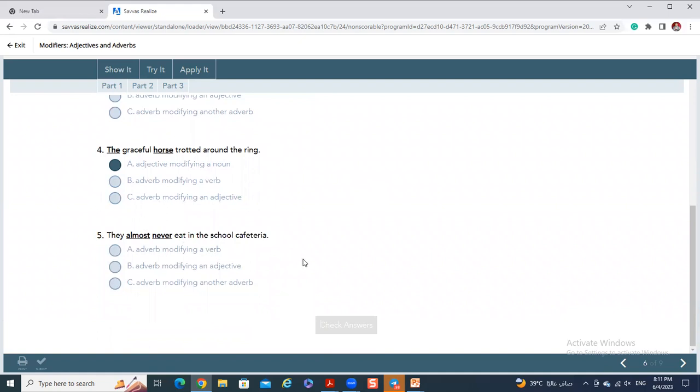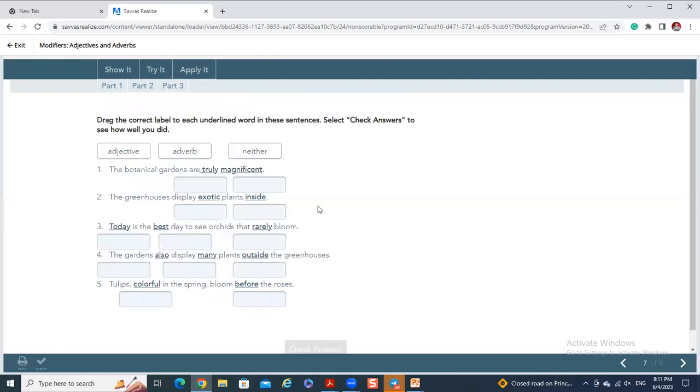Almost never. Take care. Now, almost is an adverb. We are sure. Never is what? Is never a verb? Is never an adjective? Never is another adverb. It's an adverb. Perfect. Perfect.